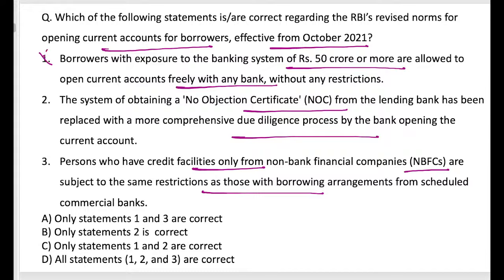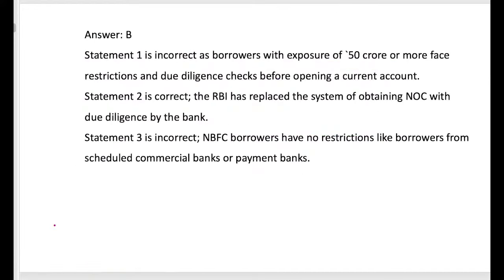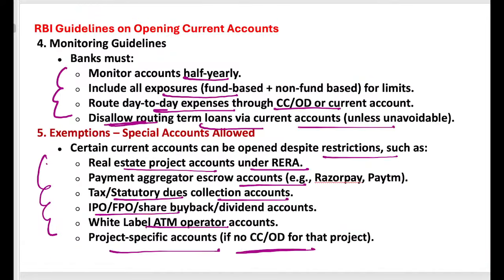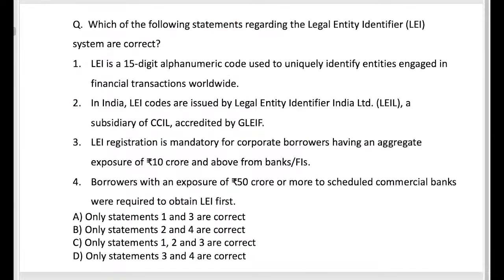So these two statements are clearly wrong. If borrowing is 50 crores and above, there are some regulatory restrictions and due diligence is required. This is true. And a person who has facilities only from NBFCs, so there is no restriction. So only 2 should be the right answer for this one. Very good. So option B only will be the correct answer for this particular question. All right, very good, guys. Next one.